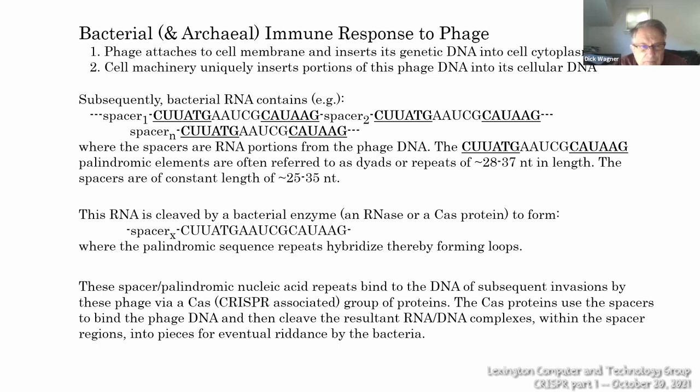How does this happen? All right, in the study, the phage will attach to the cell membrane and insert its genetic DNA into the cell cytoplasm. That's the first thing that happens when the phage comes in. And what I'm going to talk about here, the study was on specific bacterial strains, but the general concept that we'll talk about also applies to lots of, not most, other bacterial strains.